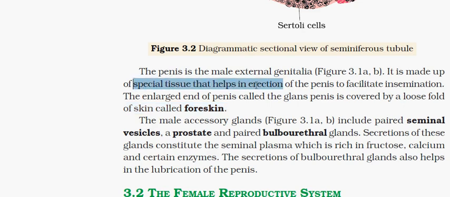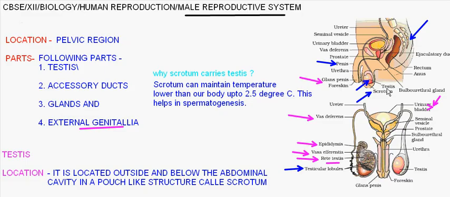Now coming to the accessory glands. In this you can see seminal vesicle. Seminiferous tubule is an accessory duct. Now seminal vesicle is a type of gland. This is seminal vesicle, as you can see, and also here the other two, bulbourethral gland and prostate gland. This is prostate. So three types of glands are there: the single prostate gland, seminal vesicle and bulbourethral gland. A pair of seminal vesicles and a pair of bulbourethral glands are present, whereas prostate is a single gland.